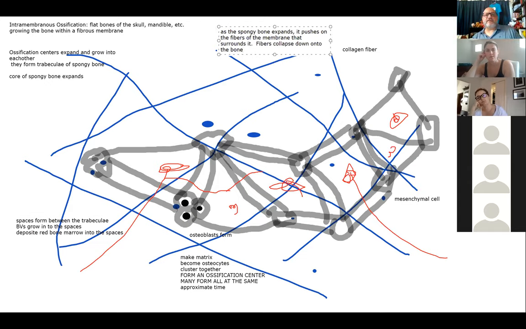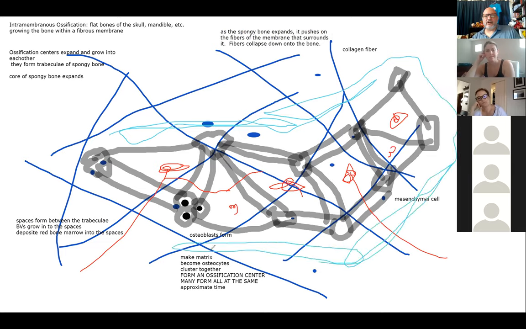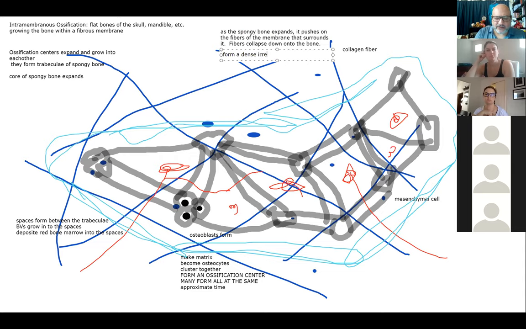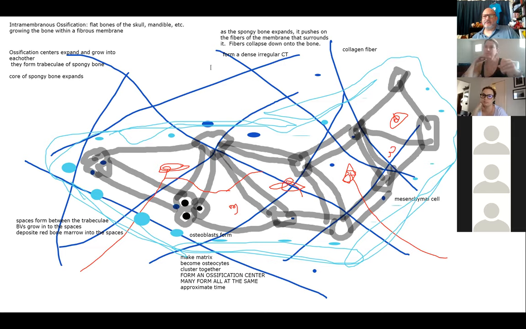Now, are these fibers that are going to form, are they going to condense down in a very orderly fashion, where they're all going to align perfectly and precisely along the outer surface of this? No, of course not. So as they condense down, they form a dense, irregular connective tissue. That dense irregular connective tissue is going to capture those mesenchymal cells and put them right up against the surface of the bone. And now I have a dense irregular connective tissue that has a bunch of mesenchymal cells sitting on it all over the outer surface of this bone. What have I just made? The periosteum? Exactly. So what happens here is we form a periosteum on the outer surface.